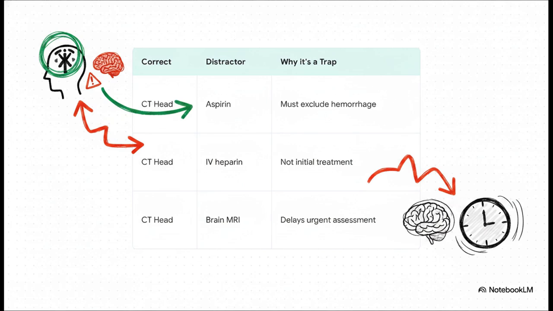And what about the brain MRI? Sure, an MRI gives you incredibly detailed images, but scheduling one delays your urgent stroke assessment and time-sensitive reperfusion therapy. You have to distinguish ischemia from hemorrhage right now, making the CT head the only correct choice.